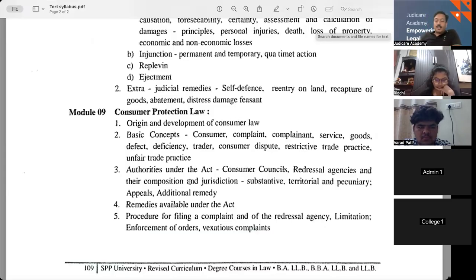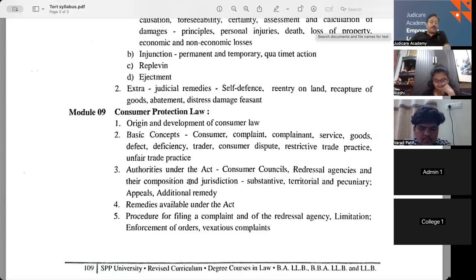A defect is a flaw in the good. If there is a flaw in the good, that is a defective product. So that is a defect in the product, while deficiency means a shortcoming in the services. So basically something which is absent, which should be there.